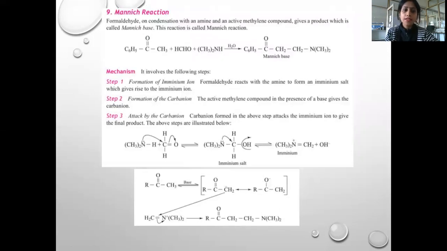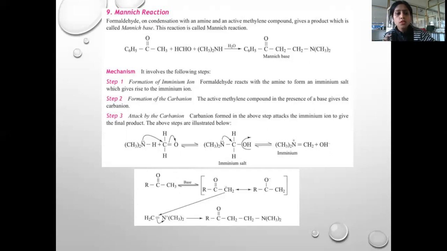Next is the Mannich reaction. So what happens in this reaction is that formaldehyde in presence of amine and a carbonyl compound with an active methylene group gives a product which is called a base or the Mannich base. So let us see the mechanism.